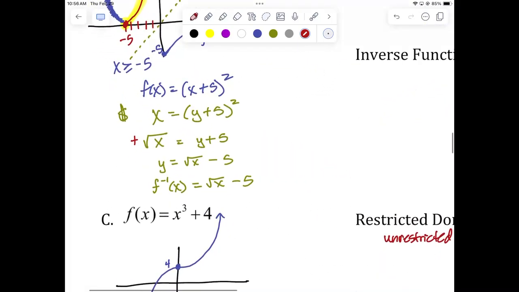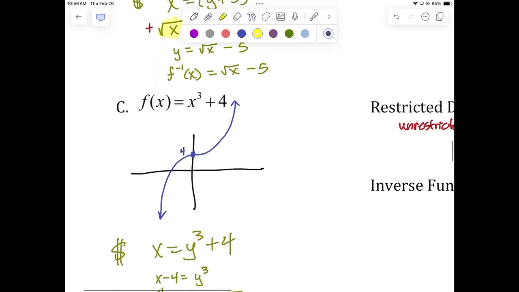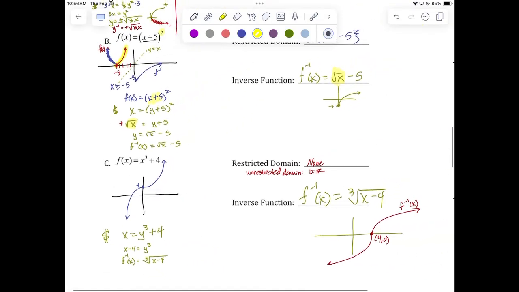No, because it started on the inside. The 5 started on the inside, so the first thing we did was we took the square root. So now that we take the square root, it's just the square root of x, and now the 5 is on the outside, and so when we subtract, the 5 is on the outside. That's why it's down 5 instead of right 5.